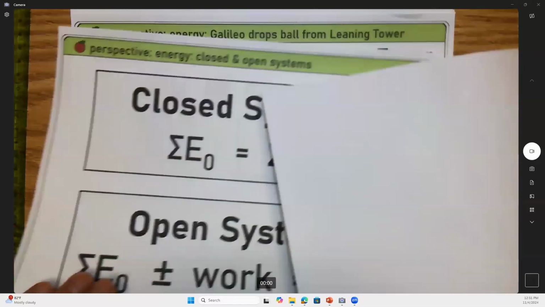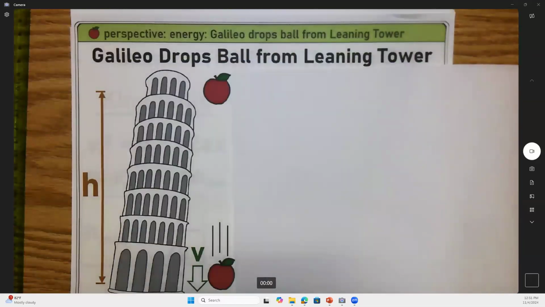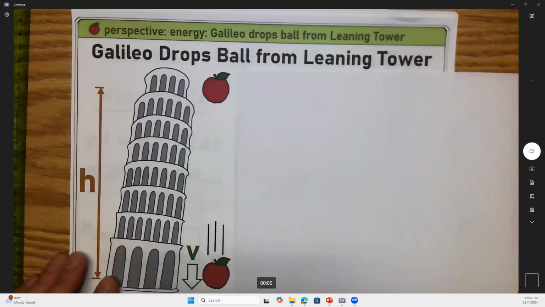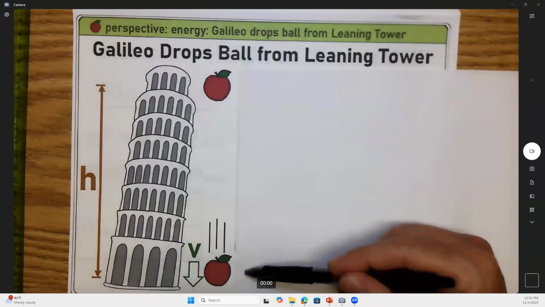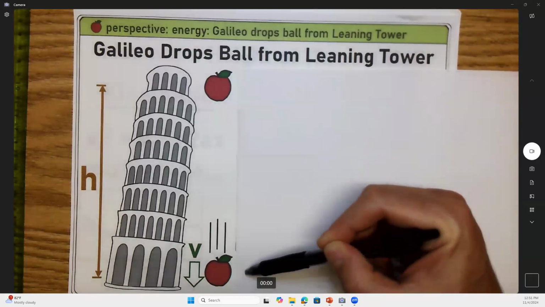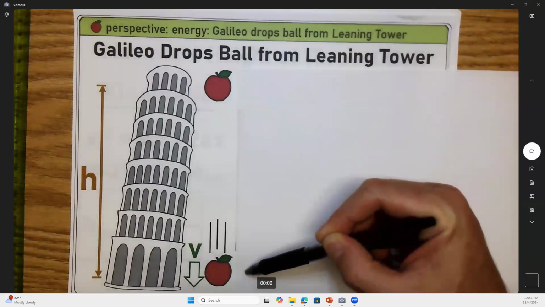All right, so let's go back to Galileo. Drop them balls off the tower. And maybe I want to know, how fast are these balls crashing into the ground? How fast? You guys see it? Wait a minute. How fast are these balls crashing into the ground?